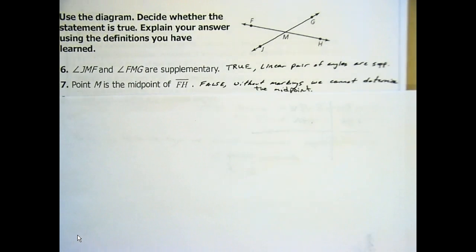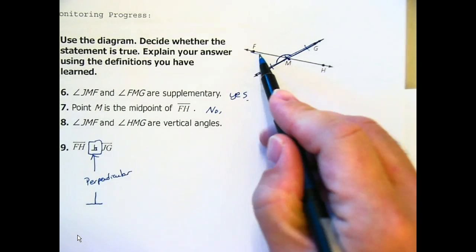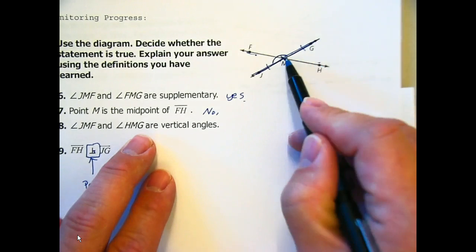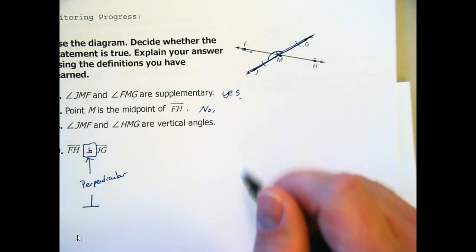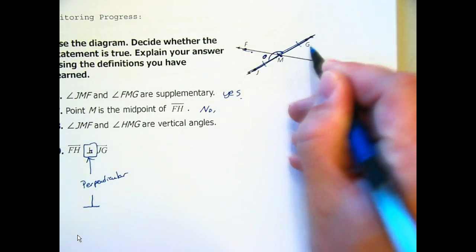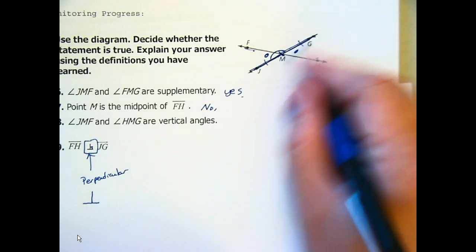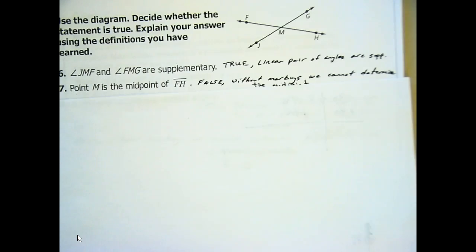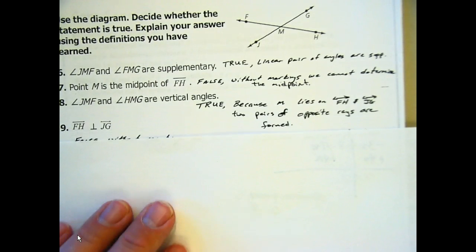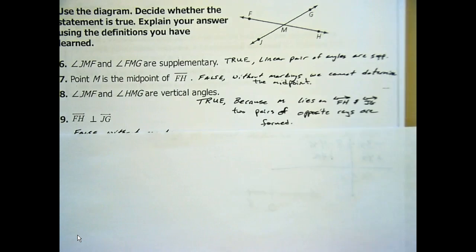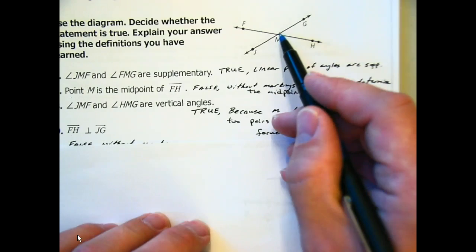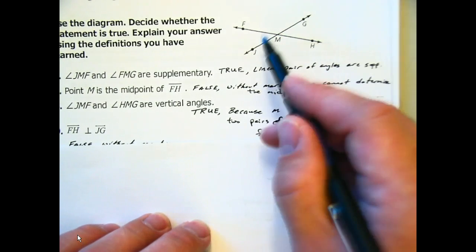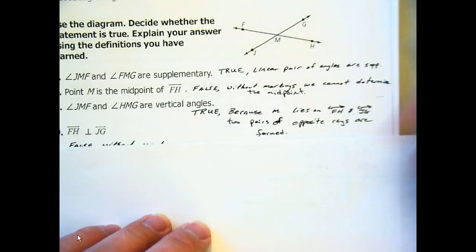How about number 8? JMF and HMG are vertical angles. Is that true? Yeah. That's a vertical angle to that one. Anytime you have lines intersecting, they always form vertical angles. I got really wordy with it: true because M lies on FH and JG, and 2 pairs of opposite rays are formed. So when you have an intersection, you get opposite rays. You could just say anytime 2 lines intersect, they form vertical angles. That would have been fine as well.